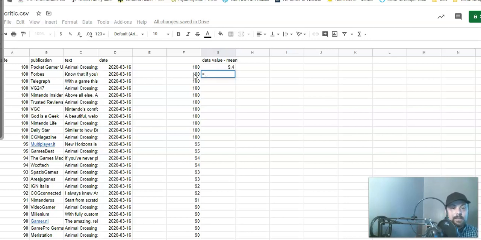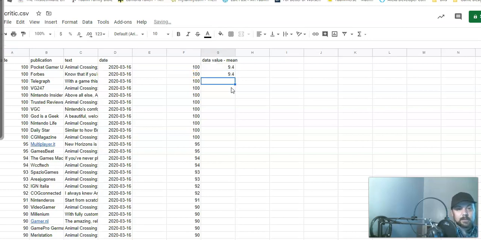So I want to take this cell. Notice when I click on it, it doesn't put 100 in the cell, it puts F3, which is the location of that cell, right? It's in column F, row 3, minus this one. I could refer to the cell where this calculation was at, but I'm just going to go ahead and manually type it in, which is 90.6.